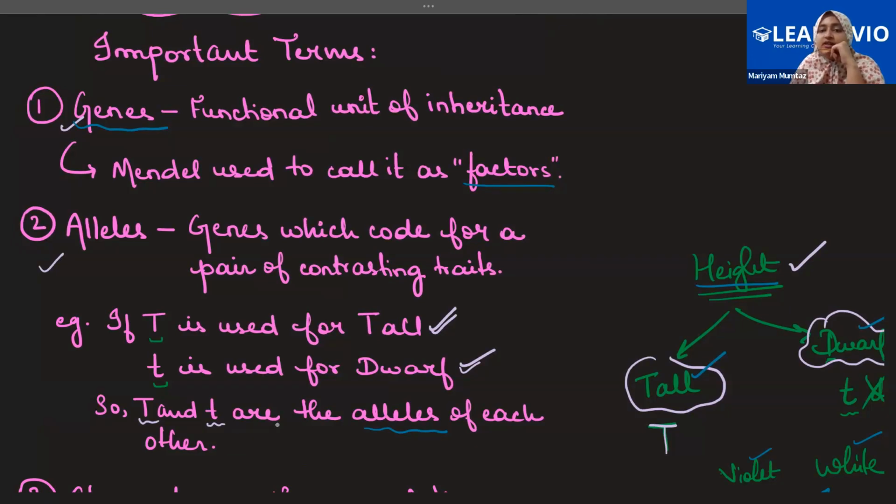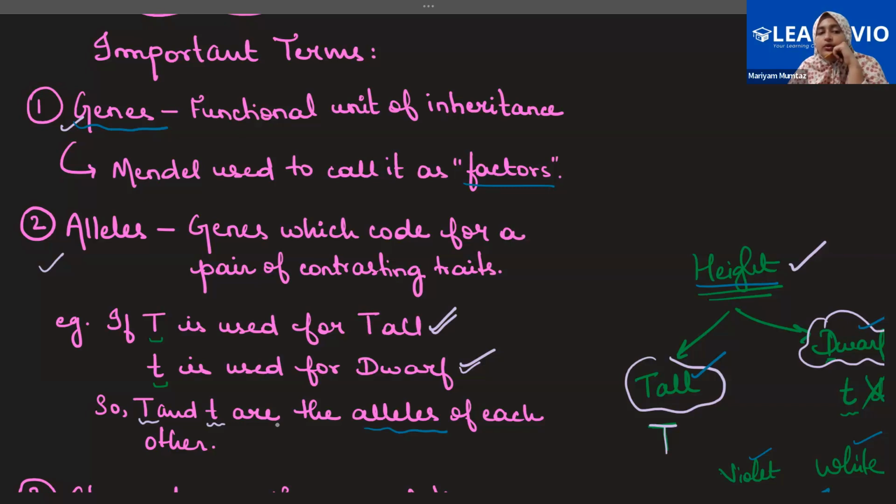Now, gene is the functional unit of inheritance, meaning it is the part which is responsible for the inheritance that happens. Inheritance happens because of genes only. Now, when Mendel discovered genes, or when he thought that something was being transferred from one generation to another generation, he called them factors at that time. He did not know that they were genes, so he gave them their own name by calling them factors.